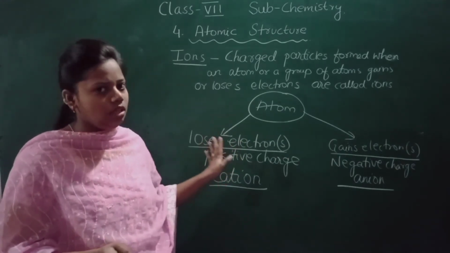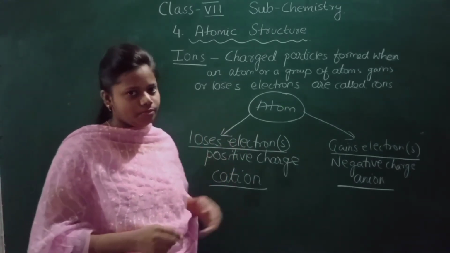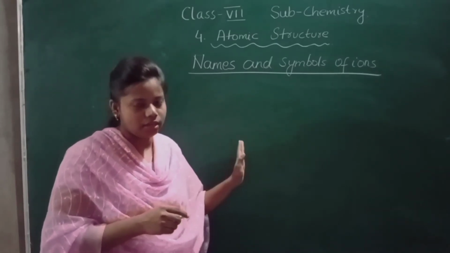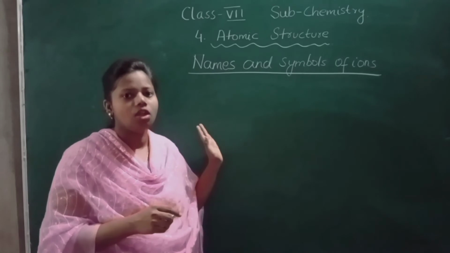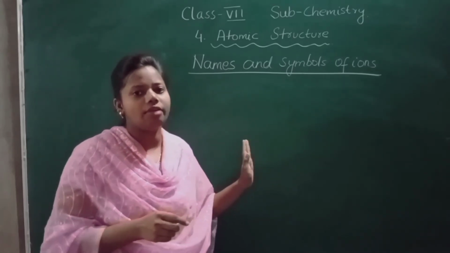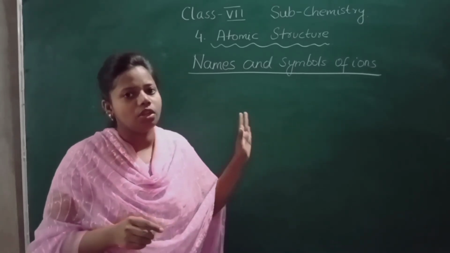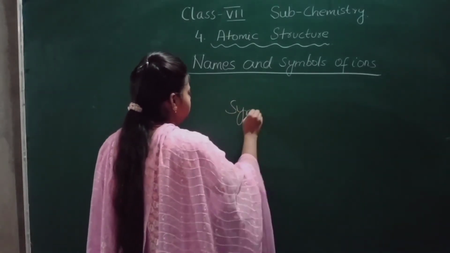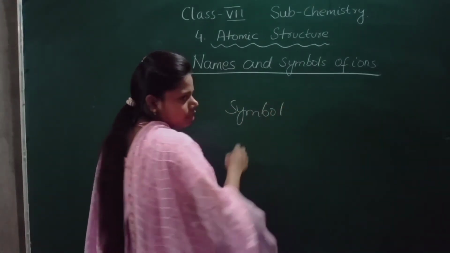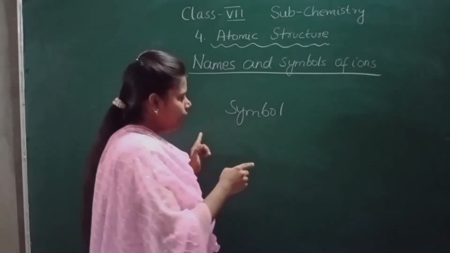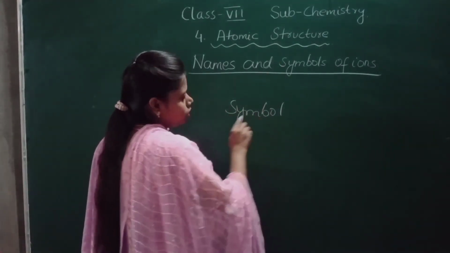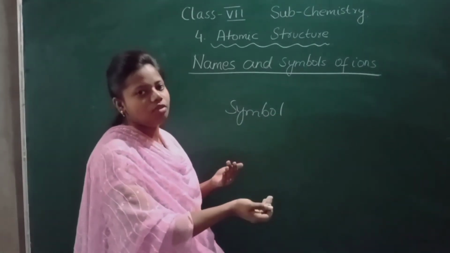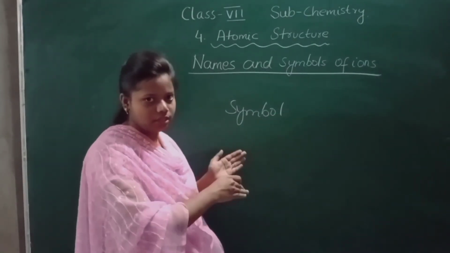How do we represent ions? Now, how do we write the names and the symbols of ions? First, you have to write the symbol of the element. On the top, I have shown here that the symbol you will write. Not the spelling of the symbol, whatever the element is, that symbol you will write. I will show an example.